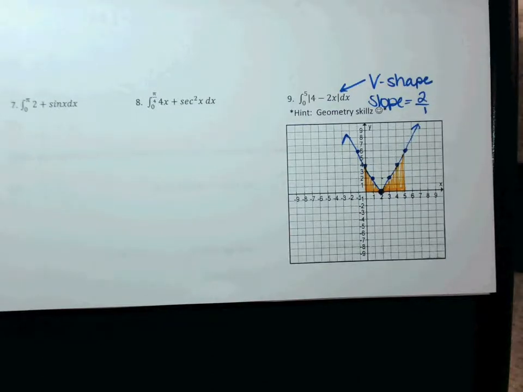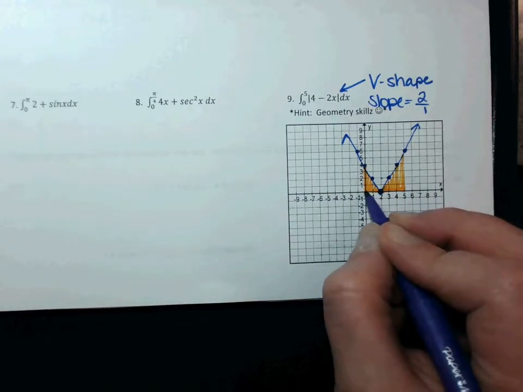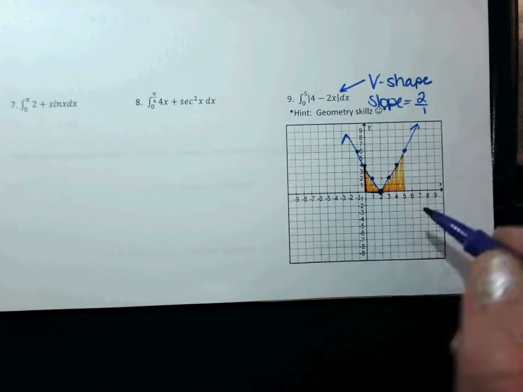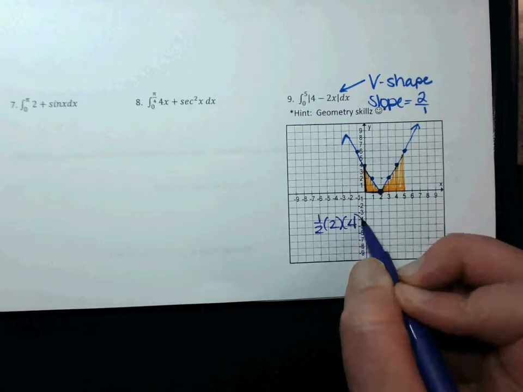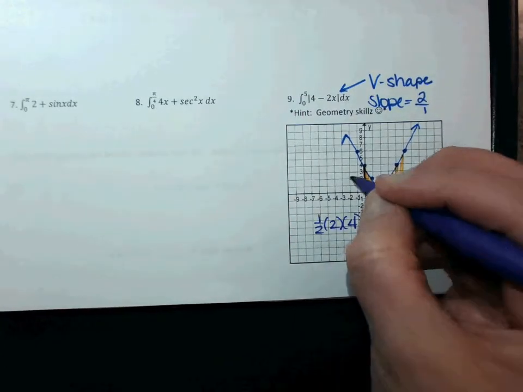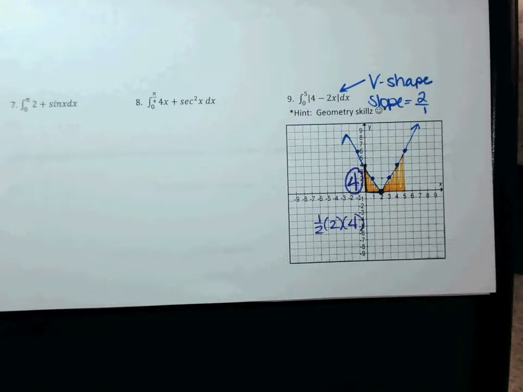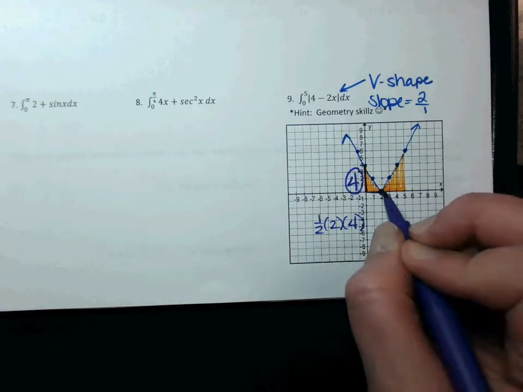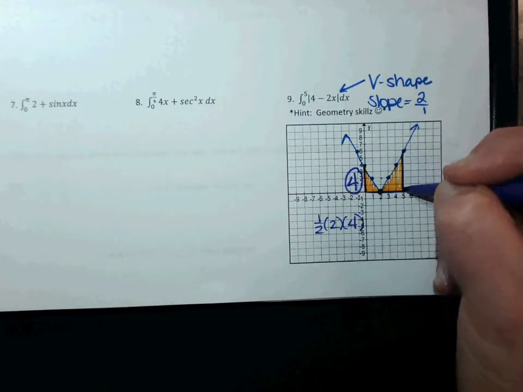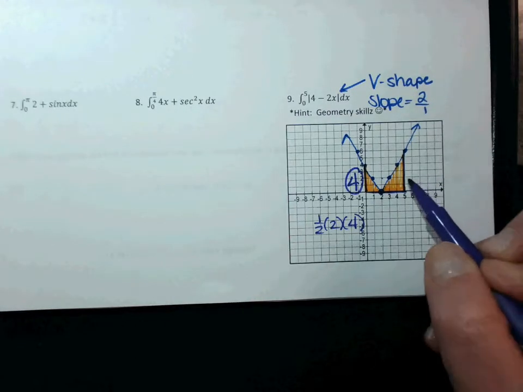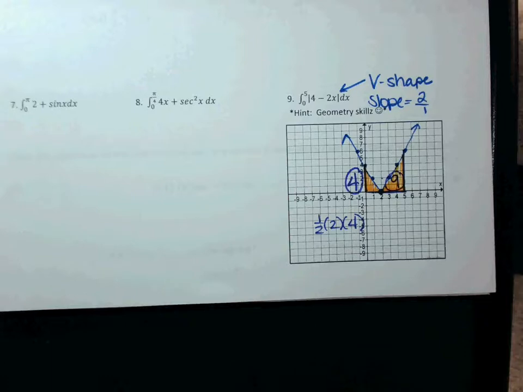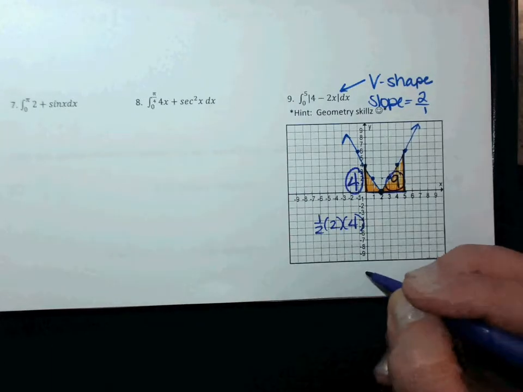Okay? Triangle on the left, 1/2 base times height. What is the base? What's the height? Oops, 4. So 1/2, 2 times 4. 1/2 and the 2 cross out, it's just 4. That's my first area. Now do your second one. Count your base and your height. So my base this time is 3. My height is 6. What is 3 times 6? 18. Cut it in half. 9. Add them together. 13.